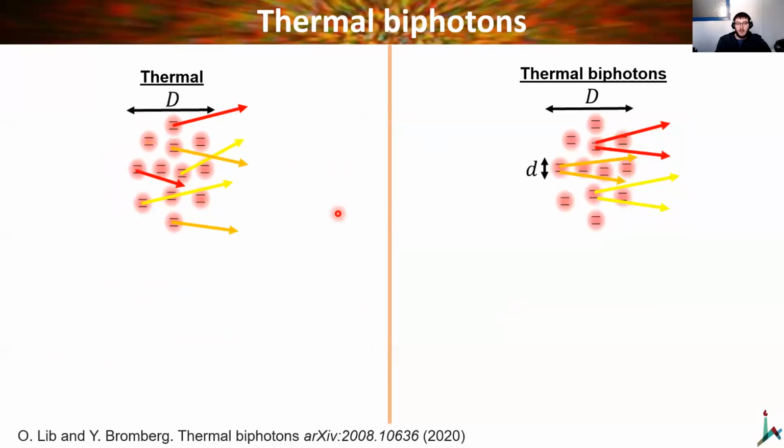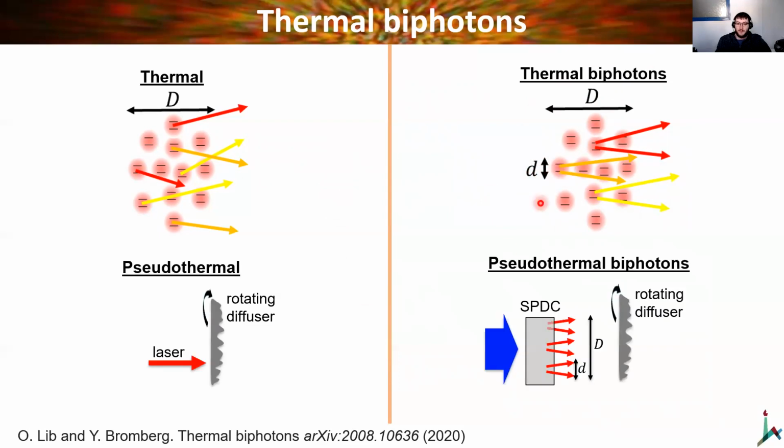In this talk, we describe something we call thermal biphotons. Thermal biphotons, you can think about it as a source, still of size capital D, but now instead of different emitters that each emit single photons with random phases, now we have correlated emissions of pairs of photons. So each emitter of typical size small d, lowercase d, actually emits pairs of correlated photons.